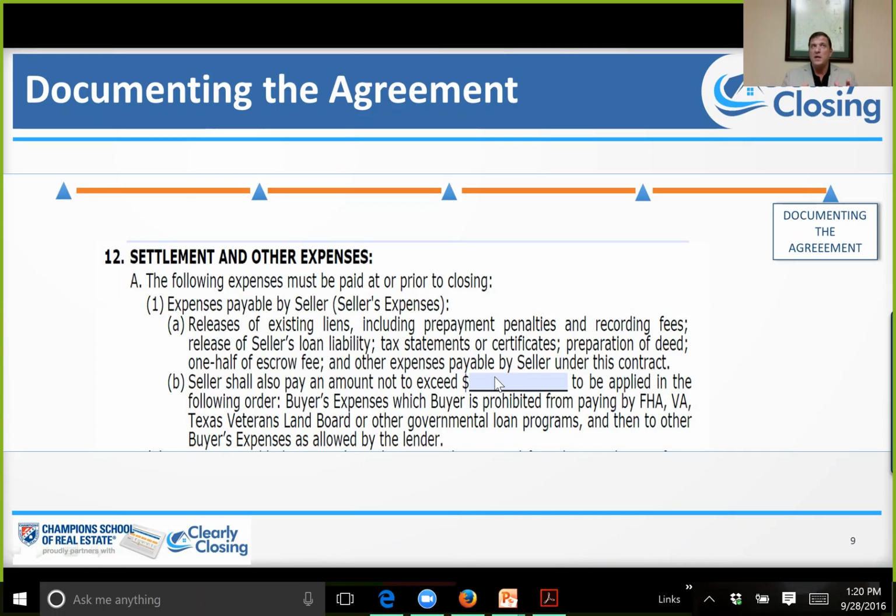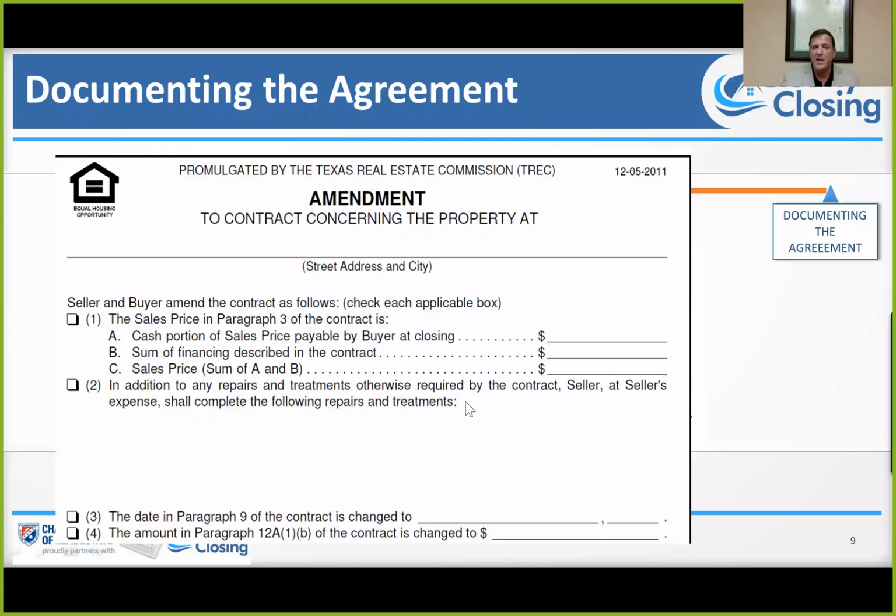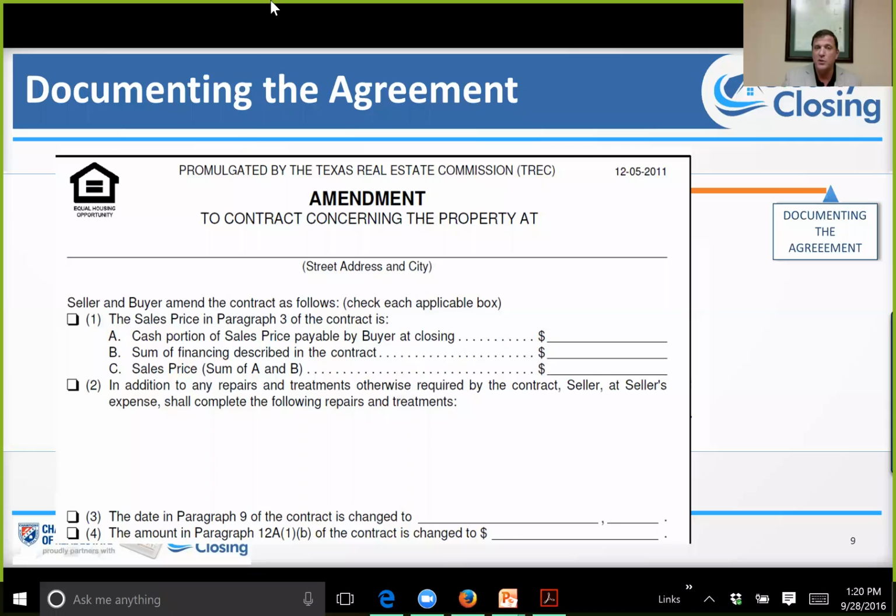Now, once we execute a contract, once we sign a contract and have an agreement, sometimes the closing cost amount can change. For instance, when the buyer has inspections done on the property, the seller may not want to do the repair, but they may want to give them some money in lieu of doing that repair. Well, you can change the closing cost amount that was originally agreed upon on the amendment here in paragraph 4. The amount of paragraph 12A is changed to, and then you put that amount there.